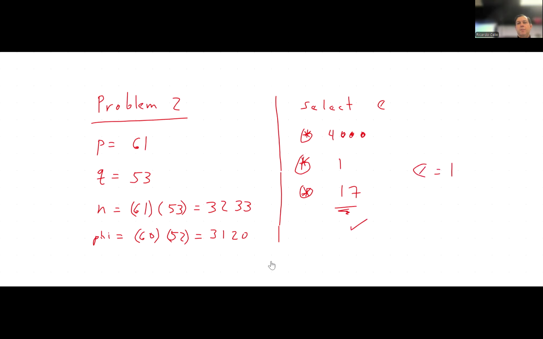All right. So the next step is to select D. I'm going to need to, well, actually I want to do it here. Stay here. So now we need to select D. I should have done it like this, sorry. So we select E to be 17.